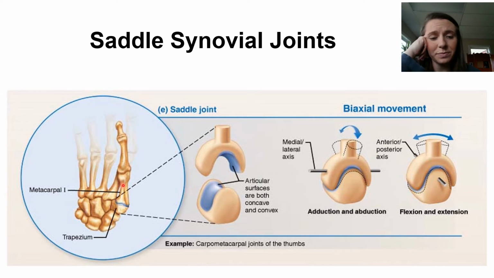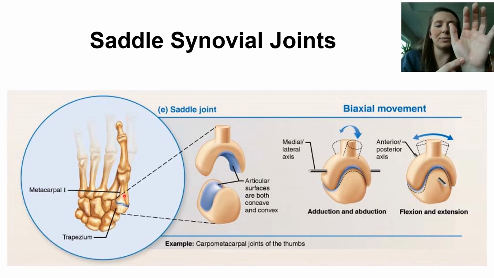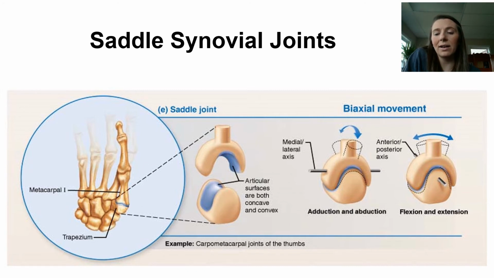Between the first metacarpal and the trapezium here. So here's the first metacarpal, and the trapezium is the notch that's just distal to the wrist. So this joint here is a saddle joint, and it allows the thumb to perform both flexion and extension, but also adduction and abduction. Okay, so these are the four movements that saddle joints can do, and it's also the same movements that condylar joints could do.